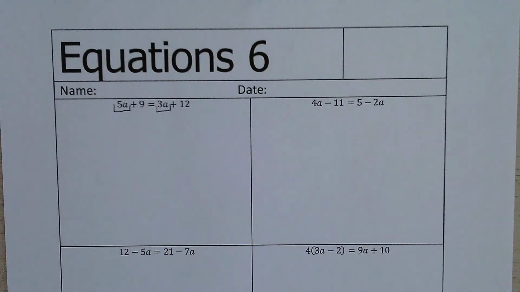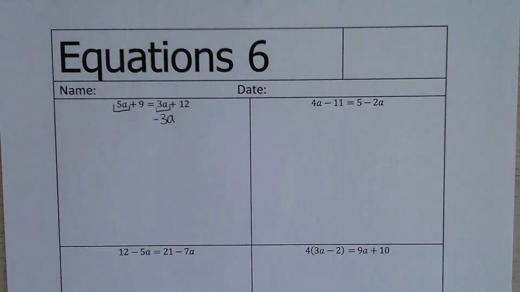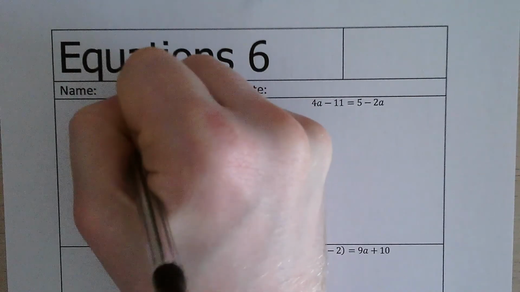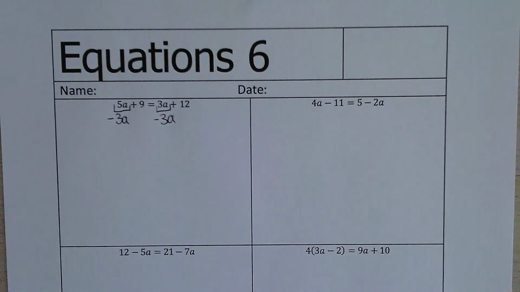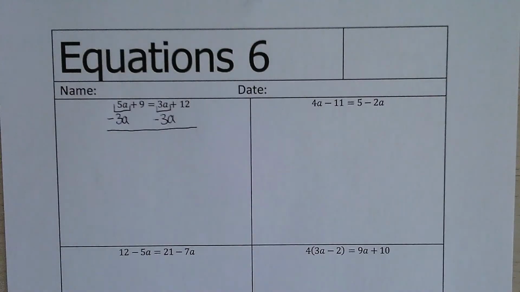The opposite operation of adding 3a is subtracting 3a. So we'll write minus 3a underneath 3a. If we're subtracting 3a from one side of the equation, we also need to subtract 3a from the other side of the equation. Because we can only subtract like terms, we will write the minus 3a underneath the term that we underlined, which is 5a. I'm now going to draw a line and we need to combine these together.